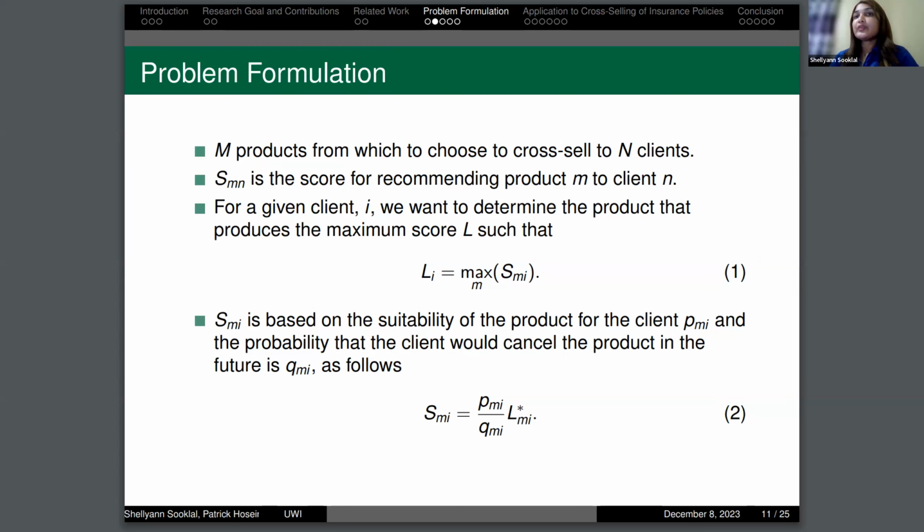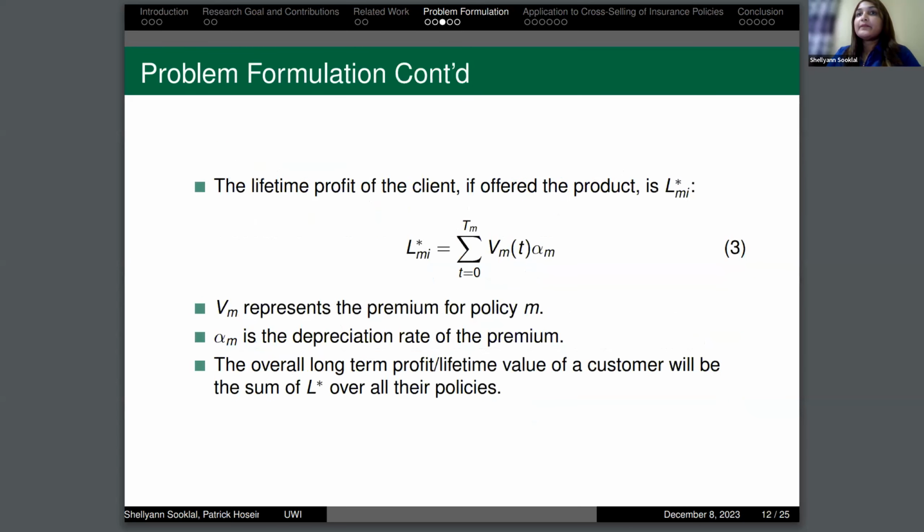This is shown in equation 2, where L star is the lifetime profit of the client if offered the product. And this is calculated as shown in equation 3, where V_M is the premium for policy M, alpha_M is the depreciation rate of the premium over time. And for policies such as home insurance, where the rate is constant, we set alpha equal to 1. Then the overall long-term profit or the lifetime value of a customer will be the sum of all lifetime profits over all of their policies.